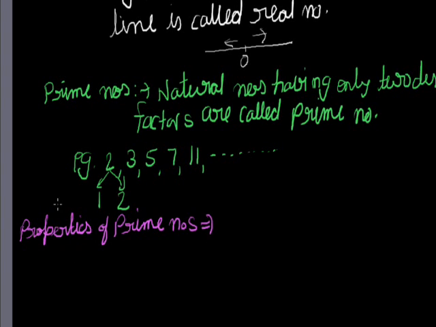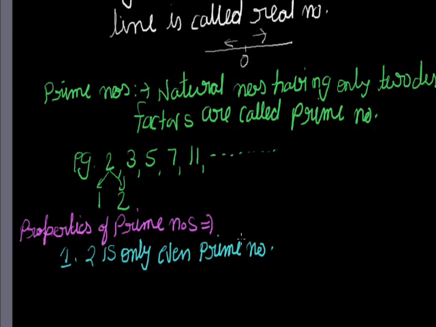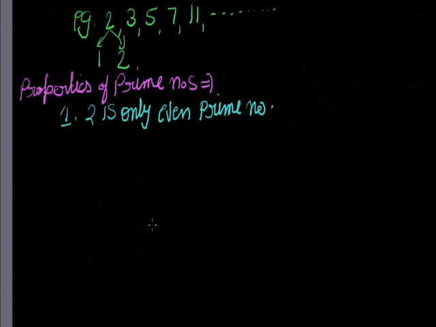Okay, now we come to the first property. If you observe all these prime numbers carefully, we see that among all the prime numbers, 2 is the only even prime number. Except 2, all are odd prime numbers. So here we can write 2 is the only even prime. That is a very important property. Among all the prime numbers, 2 is the only number which is even as well as prime. Except 2, all the prime numbers are odd.